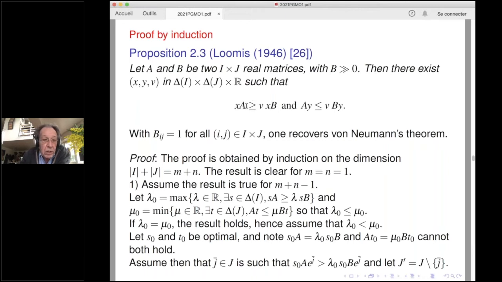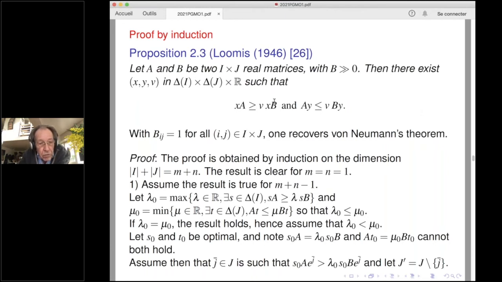So this is a vectorial inequality. I could have put e_j on each side and said that it's true for every j, okay? Now, obviously, if you take the matrix B to be just one everywhere, then XB will be the sum of the components of X, and it's one because you are in the simplex. So you have XA greater than V, AY smaller than V, you have a von Neumann theorem, okay?